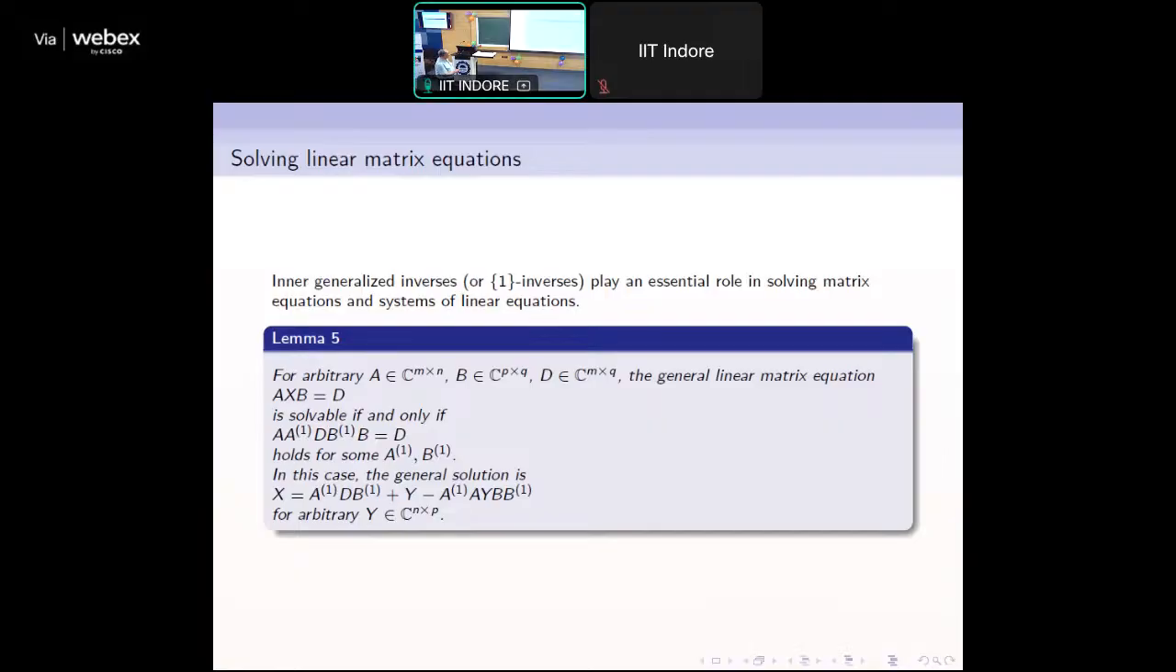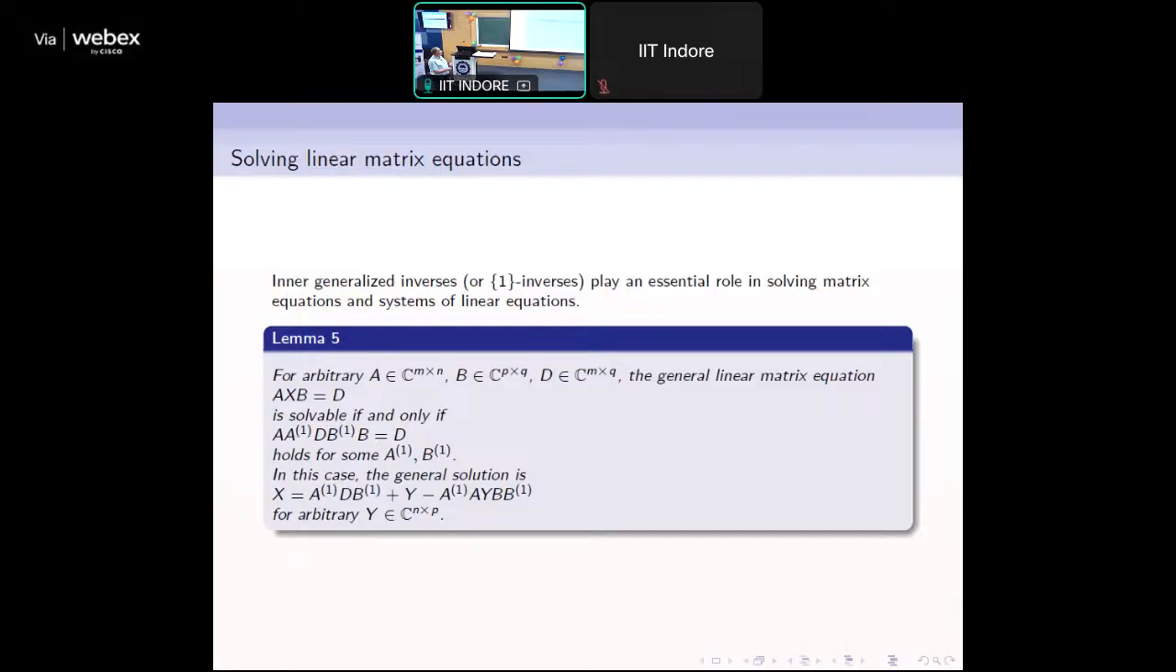And then we will present one important, let's say, the most important application of generalized inverses. It is the application of the inner inverse, the 1-inverse. And now we start a serious topic, a serious investigation of G inverses.